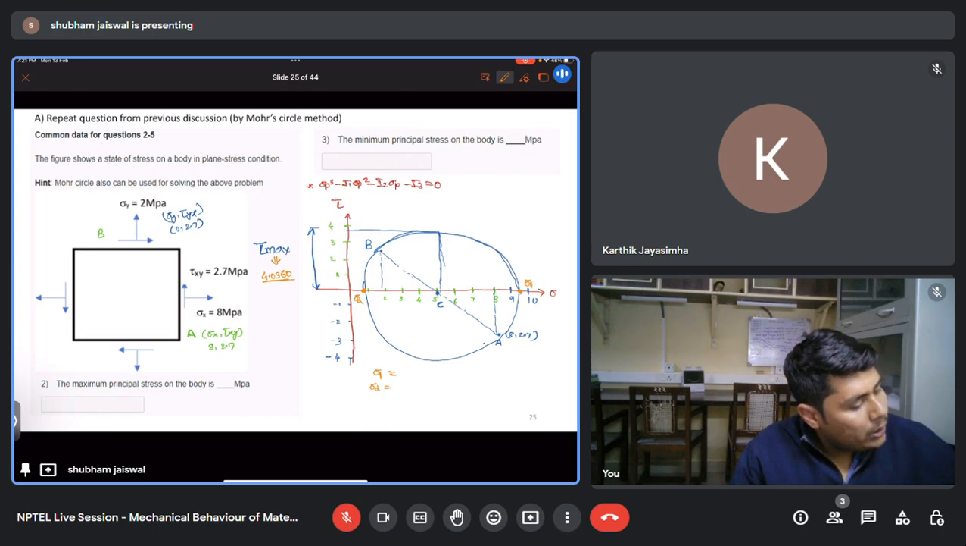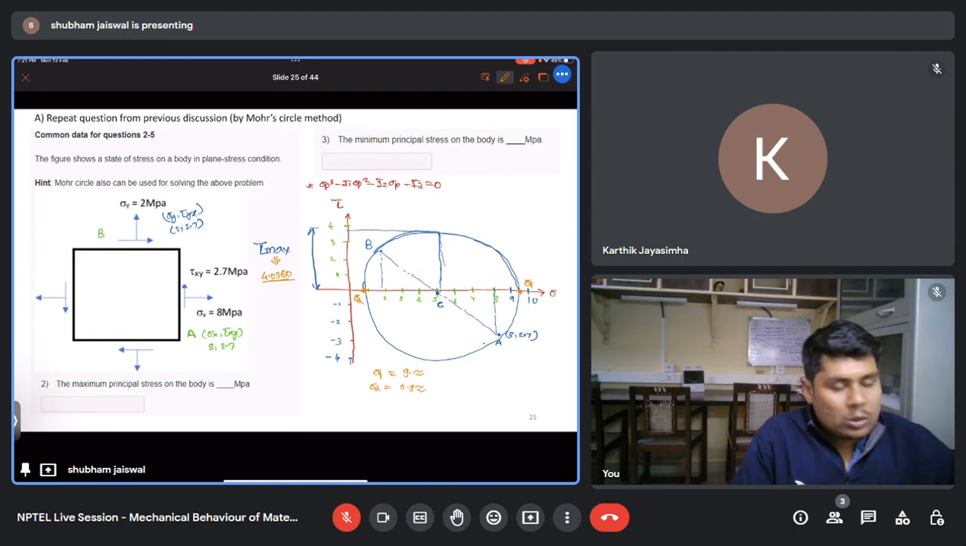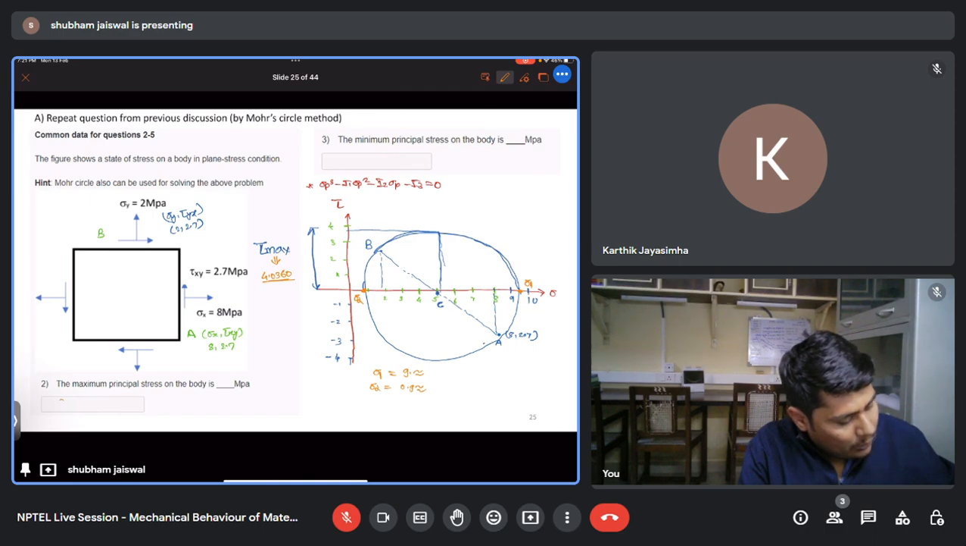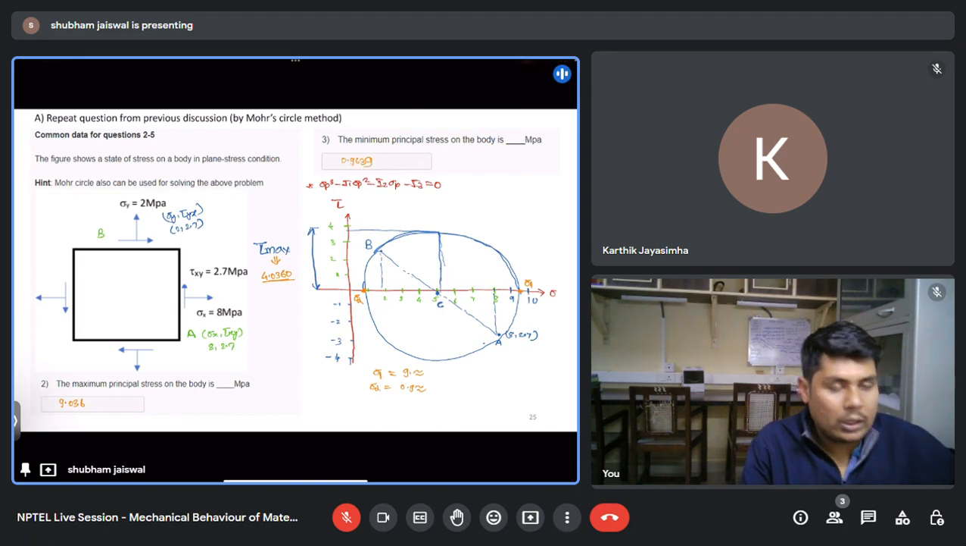So it comes out to be 9 point something and this comes out to be 0.9 something. So easily we got the value of maximum principal stress and minimum principal stress on the body, that is 9.036 and 0.9639. And the tau max that we got is 4.0360.